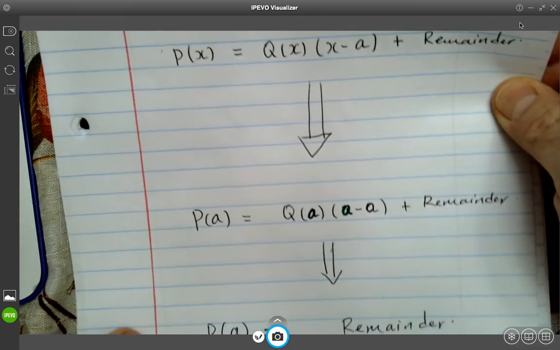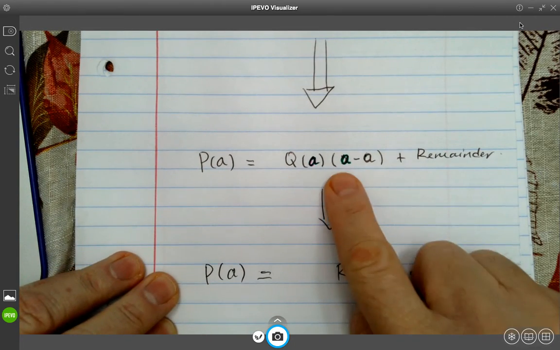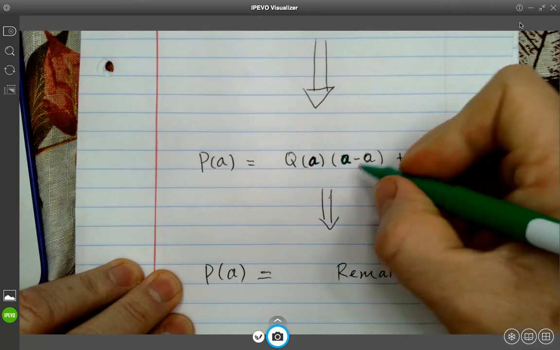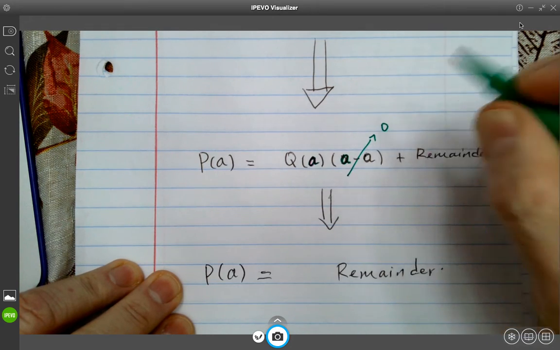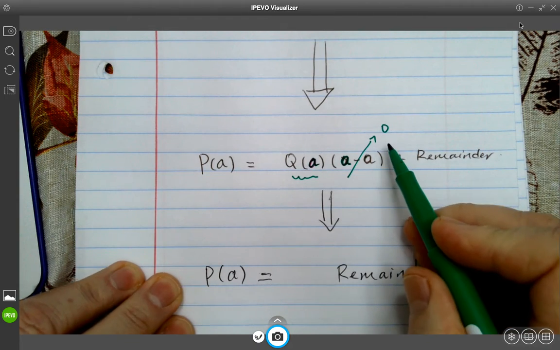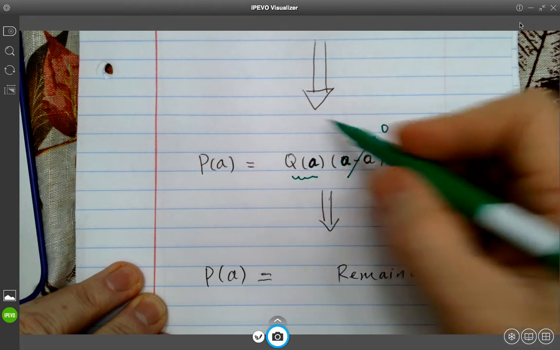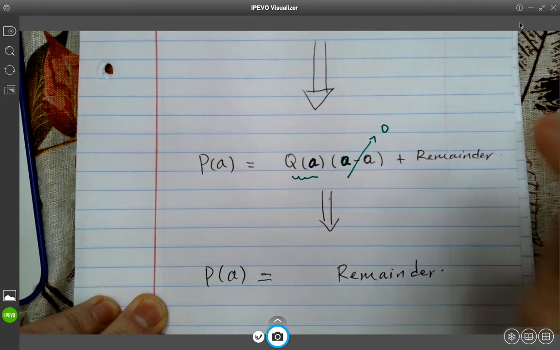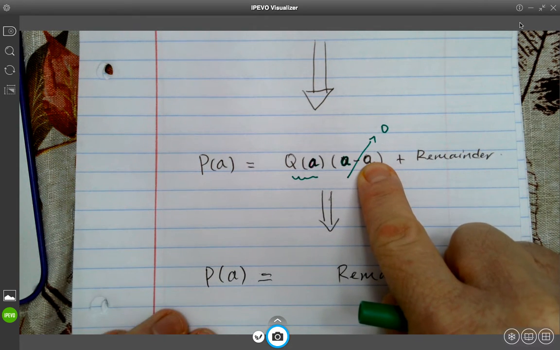But of course, we all know that any number minus itself is 0. So this right here will be 0. And I also know that when I multiply any number times 0, I get 0. So this whole factor disappears because again, it's a number times 0 and that equals 0.